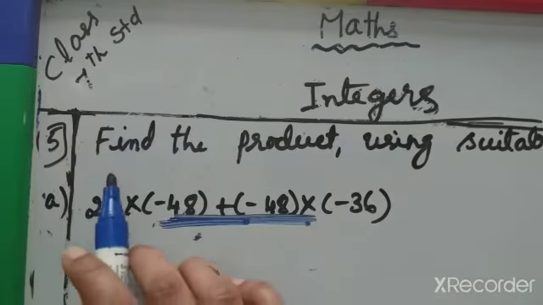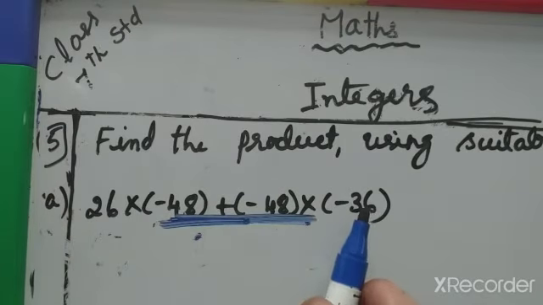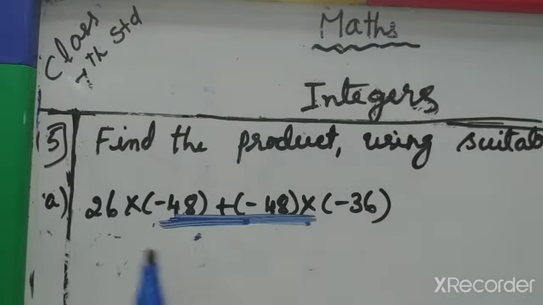Fifth one, find the product using suitable property. In that first one, A: 26 into minus 48 plus minus 48 into minus 36. Now we have to check in which property we can solve this. Commutative property means two numbers and same numbers in left and right side, just reversing. If 4 into 3, it becomes 3 into 4. So both the numbers should be common. But here only one number is common, 48 and 48. So with the commutative property we cannot try.